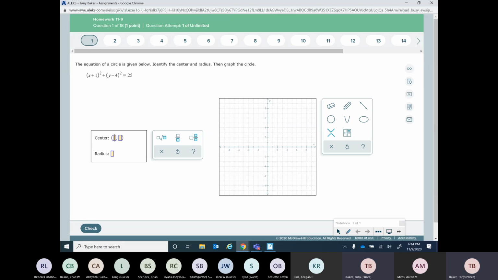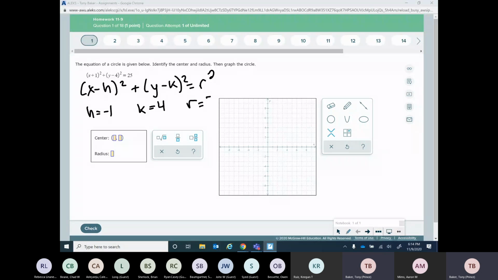and the radius. So if you remember from the formula, I've got x minus h squared plus y minus k squared equals r squared. So in this problem, my h is -1, my k is 4, and my r is 5. So we put that answer in. So I got -1, 4, and my radius is 5.